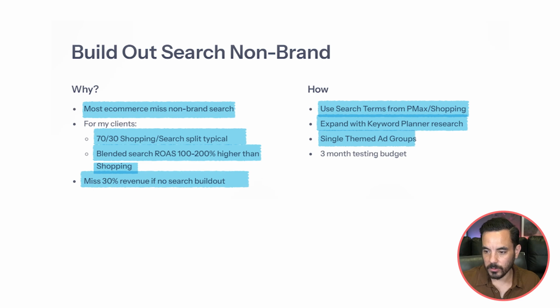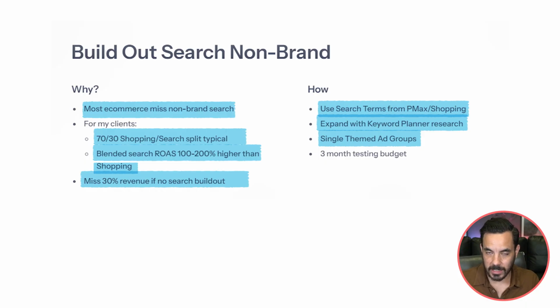Make sure you have single themed ad groups. So don't lump all your keywords into one big ad group, but at the same time, don't just do one ad group per keyword. The best compromise these days is in between: single themed ad groups. So every ad group can have a bunch of keywords in there. You can have 10, 20, 30 keywords in one ad group, as long as it's all the same theme.